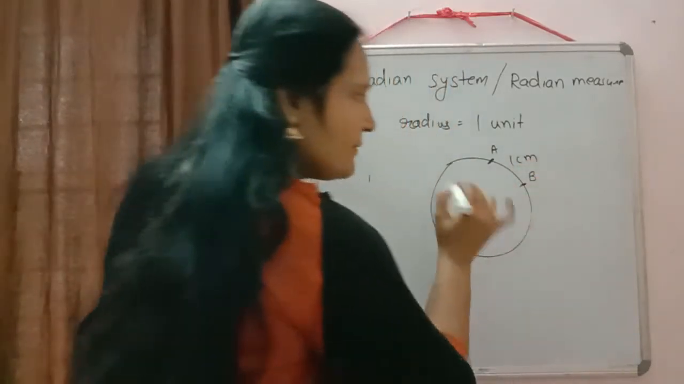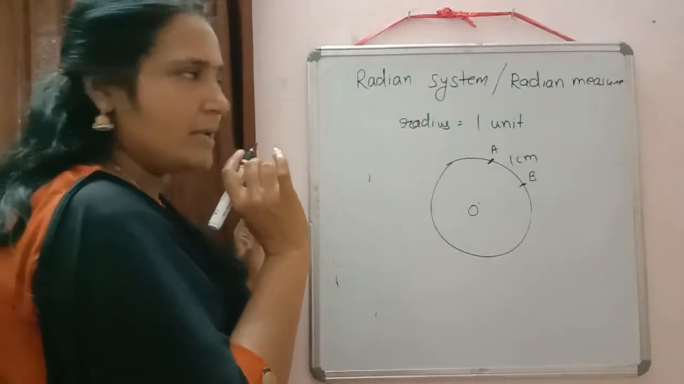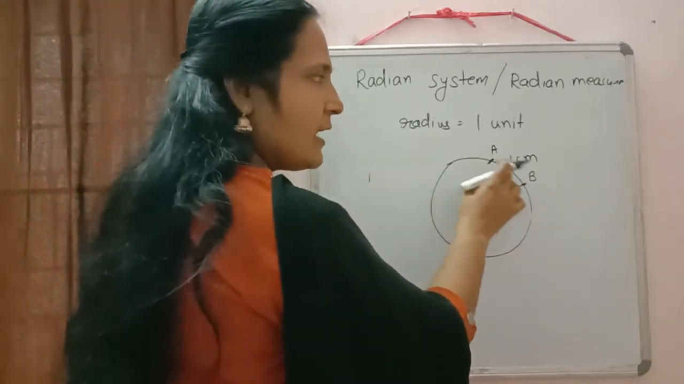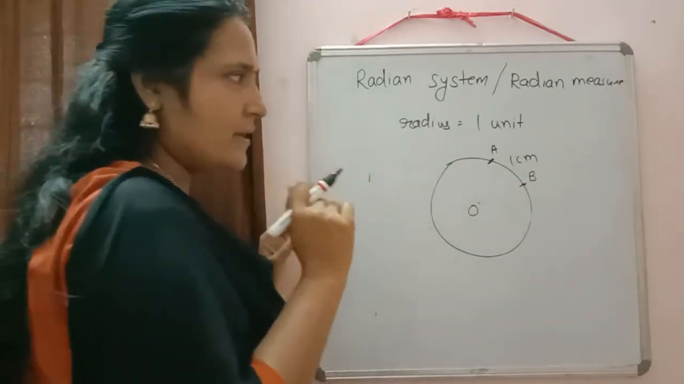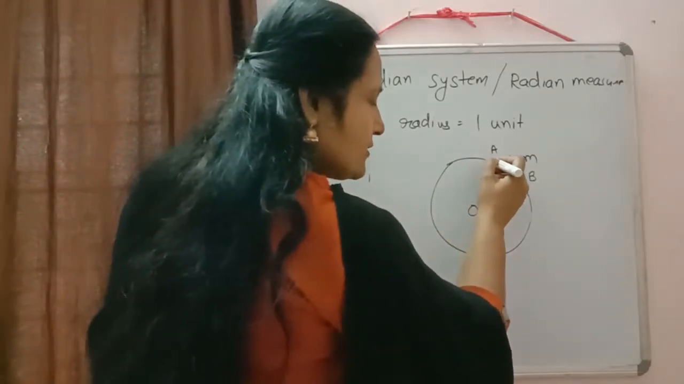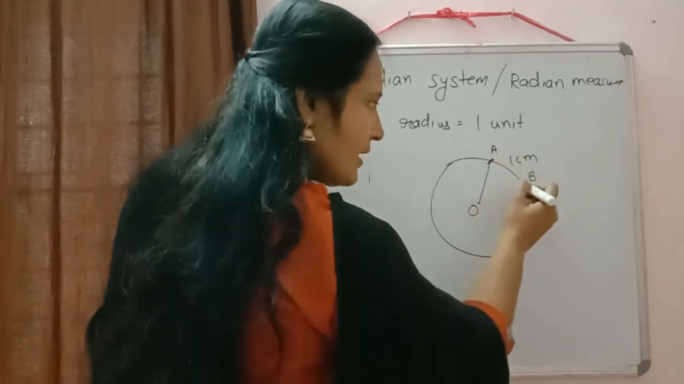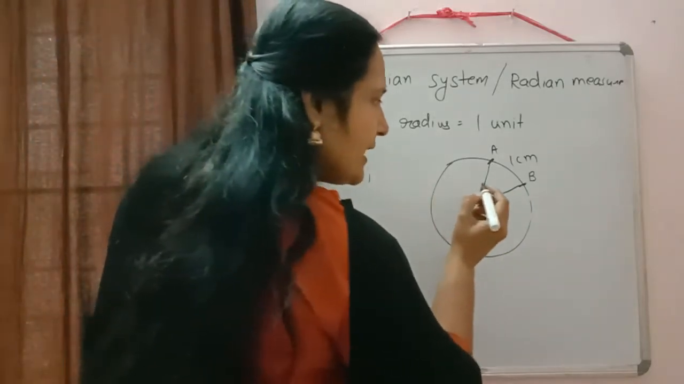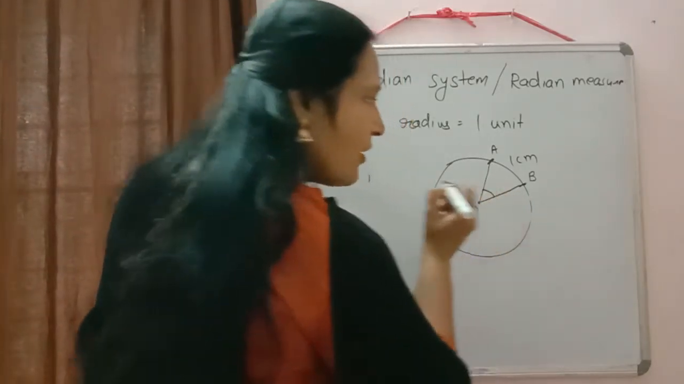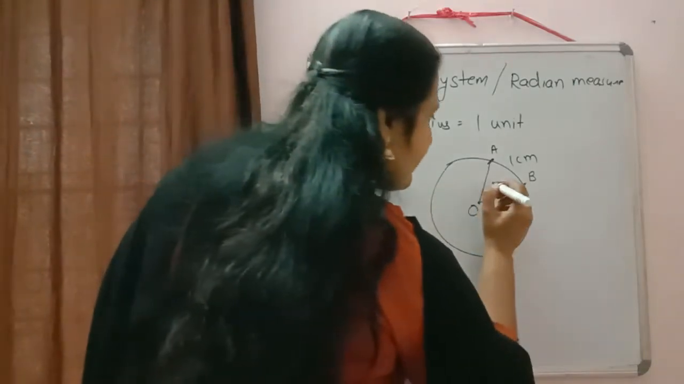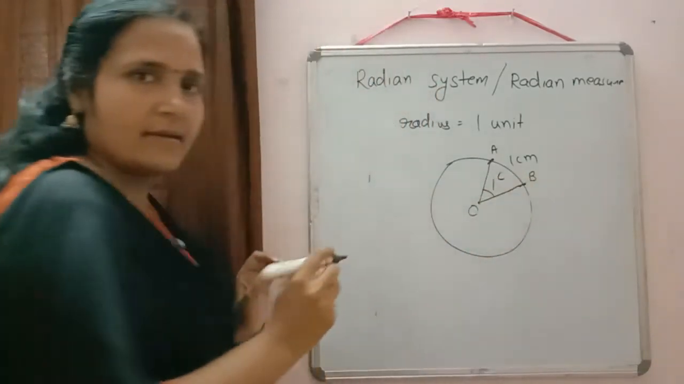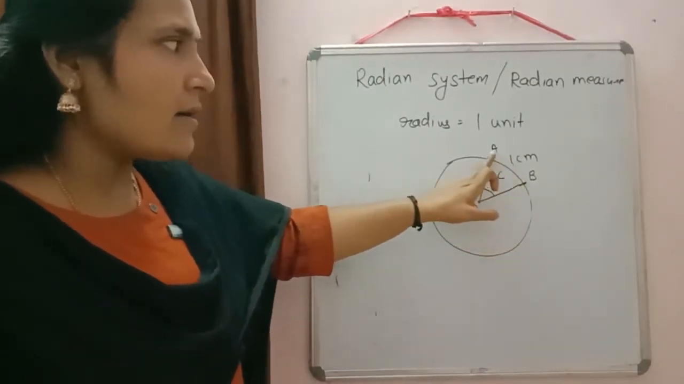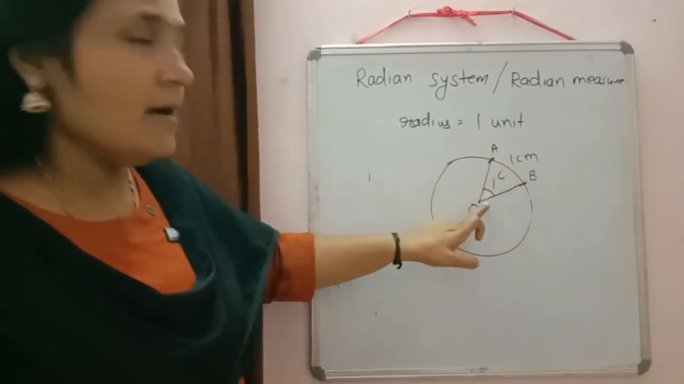And radius also, at present our radius is equal to 1 centimeter. So in a circle of radius 1 centimeter, we have taken an arc of length 1 centimeter only. Now if I join these 2 points, A and B, with the center, an angle is formed here. That angle is defined as 1 radian. So 1 radian is an angle which is made by an arc of length 1 centimeter in a unit circle.